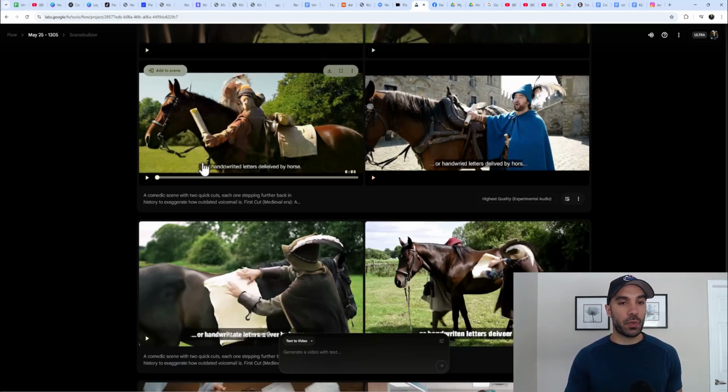Now, it couldn't really do the horse and the pigeon together. I think it was a little too much for it to process, and maybe the script was a little too long. So I'll show you one of these just because it didn't really generate it properly. I'm not gonna go through all of them.